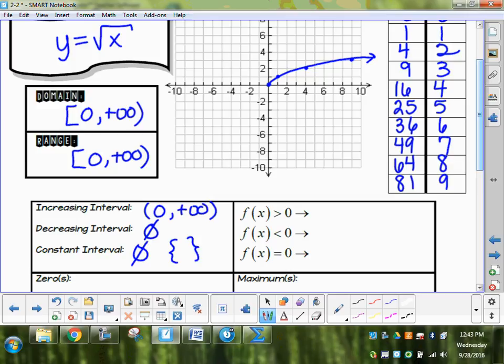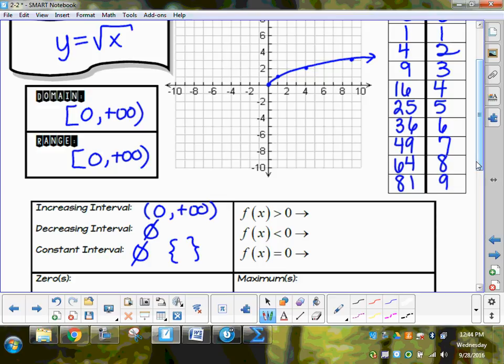Next one up, when are the f of x or function values going to be greater than 0? Looking at that, Eli, what do you say? When is the function values or y values greater than 0? For what axis?